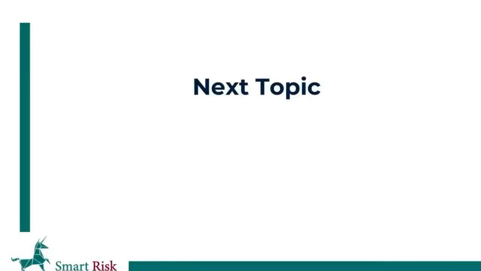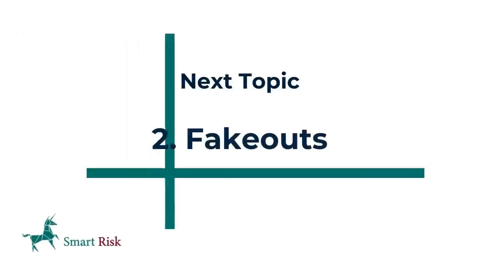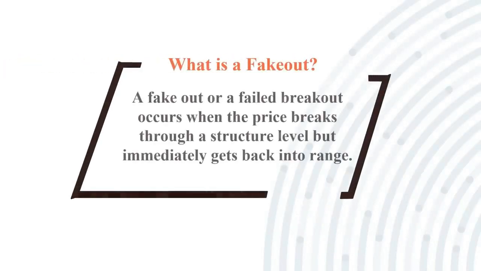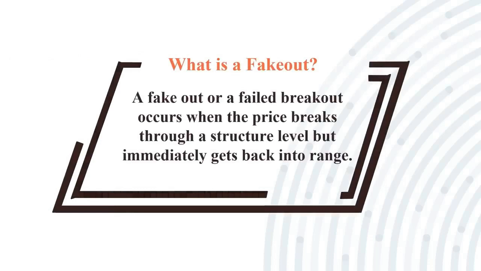Now let's move to the next signal. Number 2, fakeouts. A fakeout, or a failed breakout, occurs when the price breaks through a structure level, but immediately gets back into range.